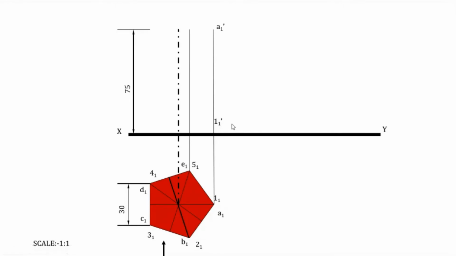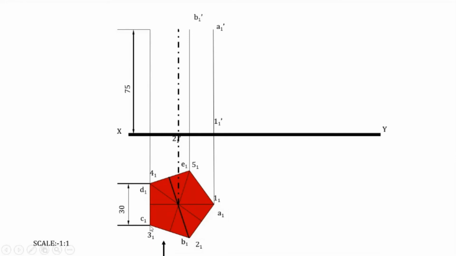Then 5 and E. So in this case, when you project B1 and 2-1 as well as E1 and 5-1, it will be in the same vertical line, because of the symmetry of this pentagonal shape. B1, 2-1 as well as E1, 5-1 will be in the same vertical line. If you draw from here or here, both will be the same. So it is 2-1 dash as well as B1 dash will be here, and E1 dash as well as 5-1 dash will also be there.